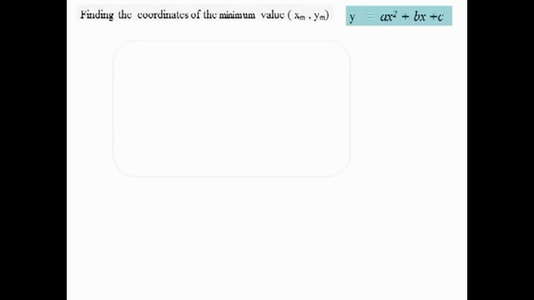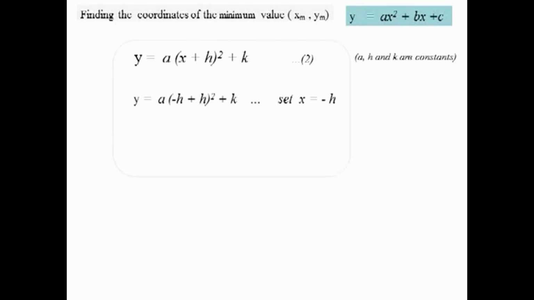Well, the first thing we need to do is to change the general form into another form, which is y is equal to a(x plus h) all squared plus k, shown here in equation 2, where a, h, and k are constants. Now x is the independent variable which can assume any value. In one particular instant, for example, if we were to set x equal to minus h, notice that the term in bracket would actually go to 0, and the a term would disappear, leaving y is equal to k.